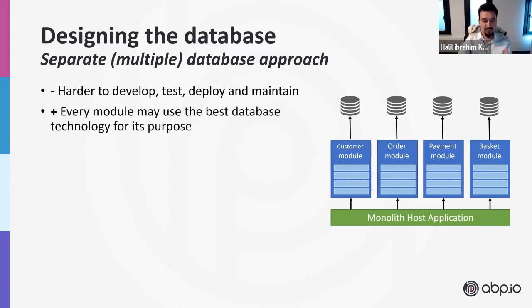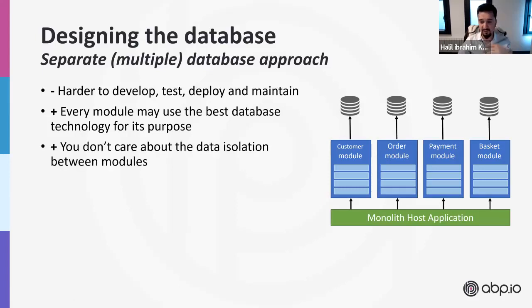One advantage of this approach is that the customer module can use a different database technology and the basket module can use another database technology if you need, just like in microservice systems. And also you don't need to care about data isolation, because if you don't put the database connection string into a different module, it's already impossible to read accidentally from other tables. So data isolation will be established in the first step.